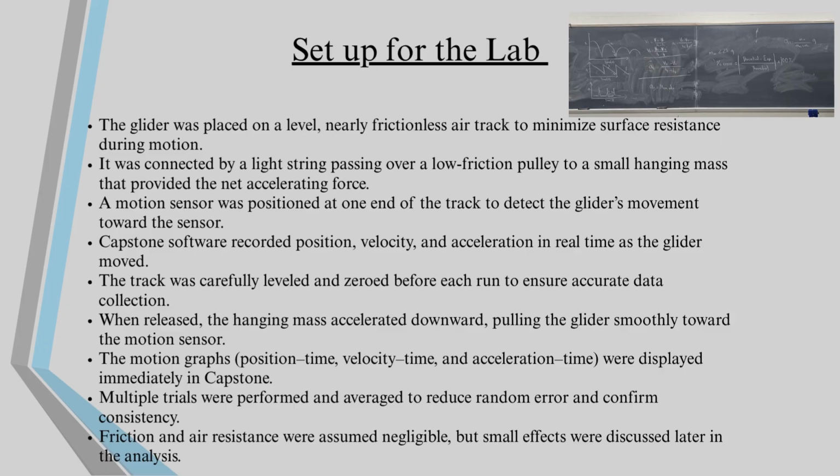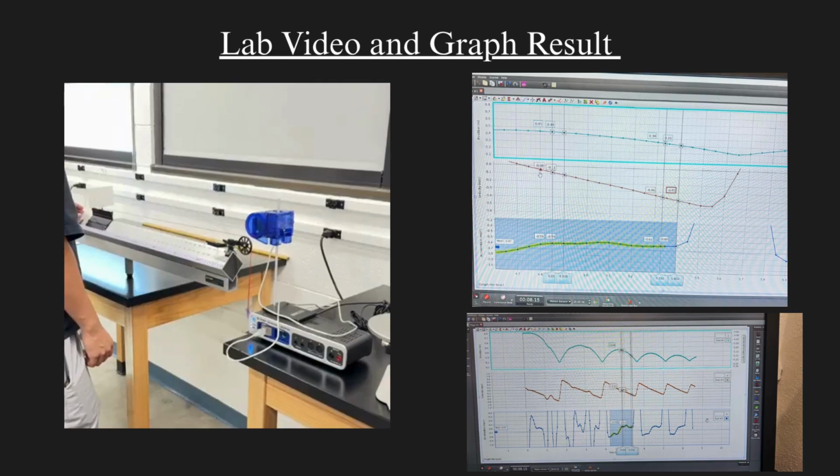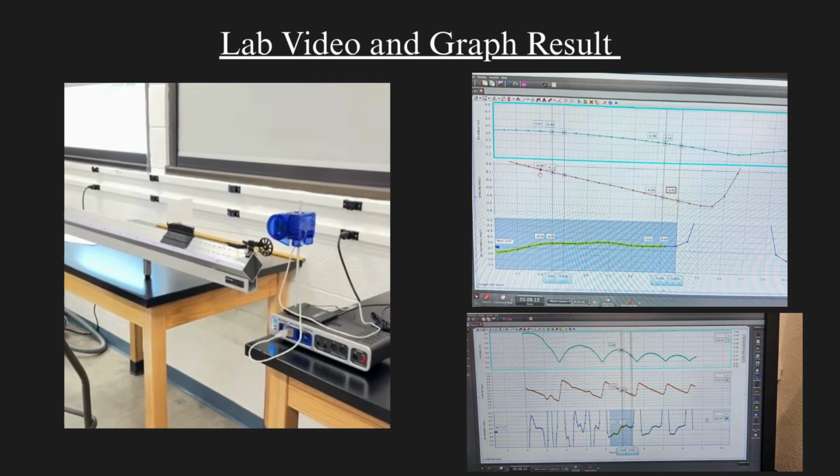Before each run, we made sure the track was leveled and zeroed properly to ensure our data was accurate. Once released, the hanging mass accelerated downwards, pulling the glider smoothly towards the motion sensor. The software displayed motion graphs immediately, showing the relationships between position and time, velocity and time, and acceleration and time. We performed multiple trials and averaged the data to minimize random error and improve consistency. Finally, we assumed friction and air resistance were negligible, though we discuss small effects of these forces later in our analysis. Thank you.